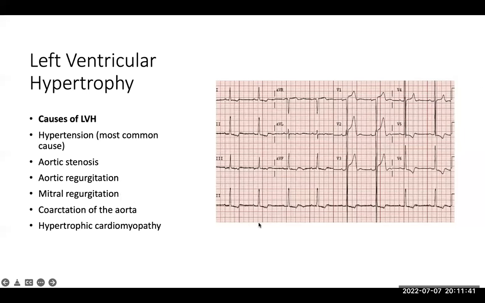Now there's something called LV strain pattern. When you look at V5, V6, lead 1, AVL, any lead that is looking at the left ventricle, specifically the lateral, the inferior and the anterior, you'll see ST segment changes and T wave inversion. That is LVH. Okay, let's go to the right ventricle.